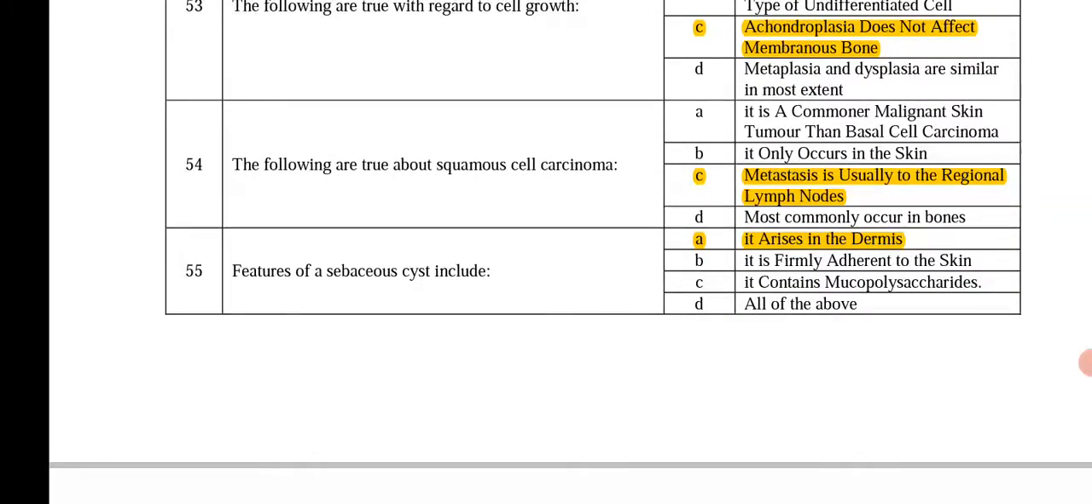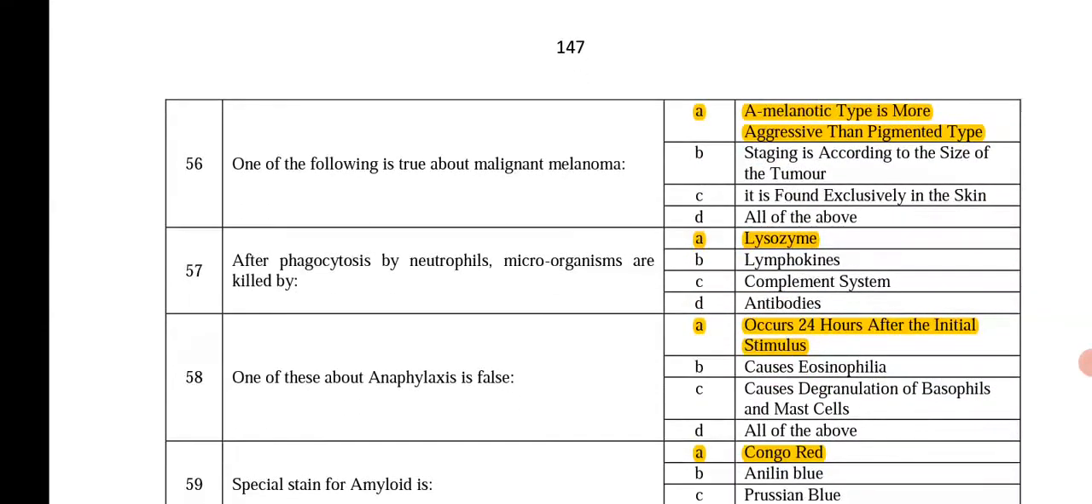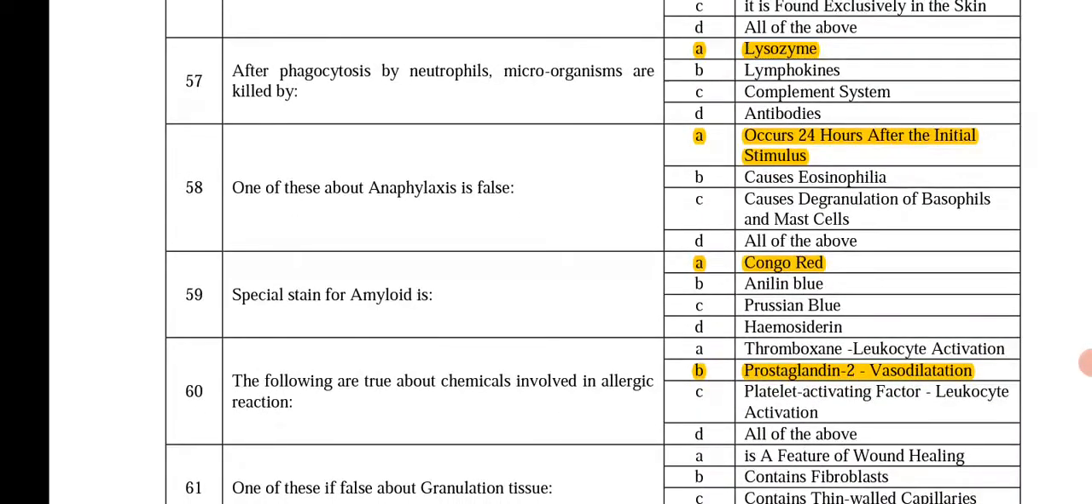Features of sebaceous cyst include it arises in the dermis. One of the following is true about malignant melanoma. A melanotic type is more aggressive than pigmented type. After phagocytosis by neutrophils, microorganisms are killed by lysozyme. One of these about anaphylaxis is false: occurs 24 hours after the initial stimulus.